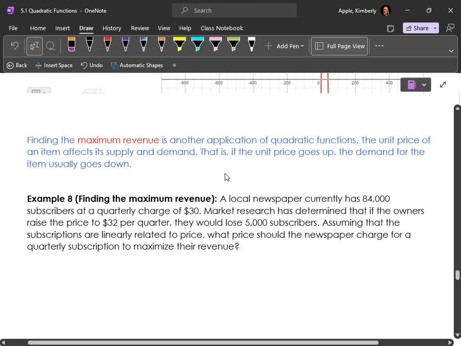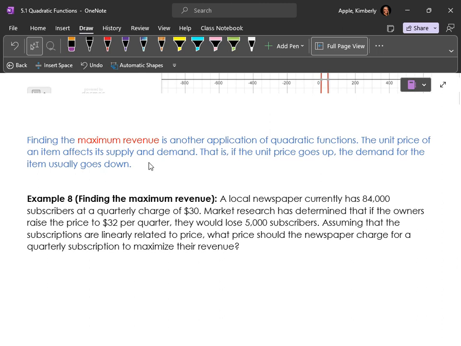And so finding the maximum revenue is another application of quadratic functions. Revenue is just how much money a company is bringing in, and so you can see how that would be of interest. Some background information on the problem we're about to do: the price of an item usually affects the supply and demand. So basically, if the price goes up, the demand goes down.